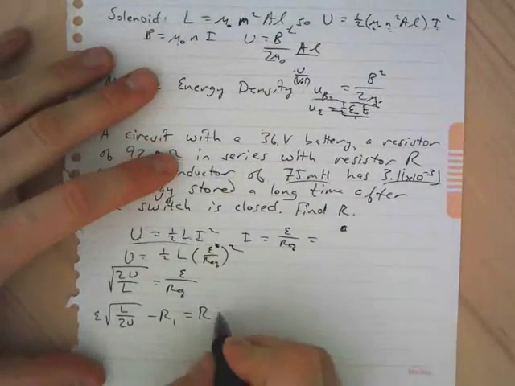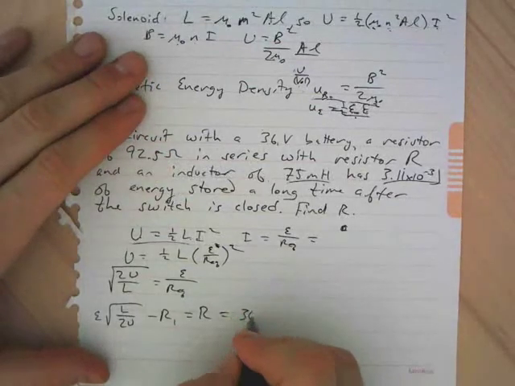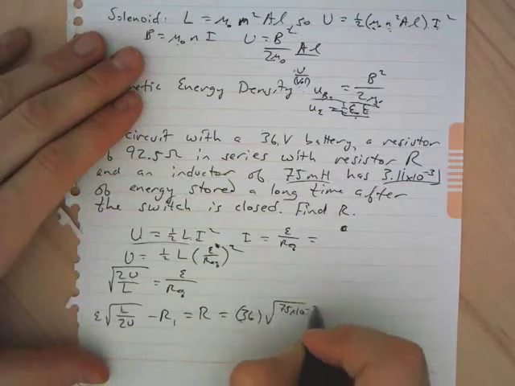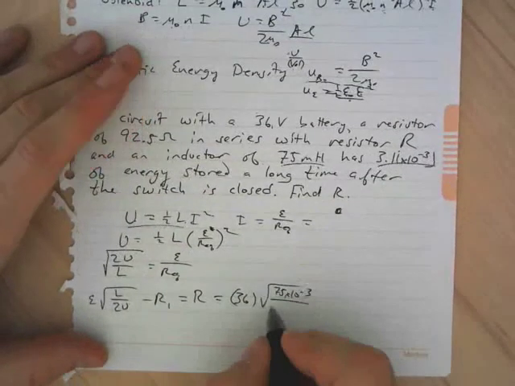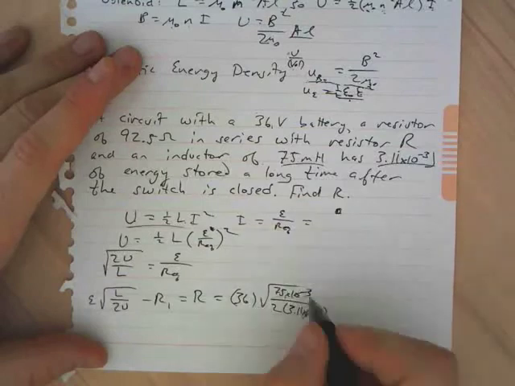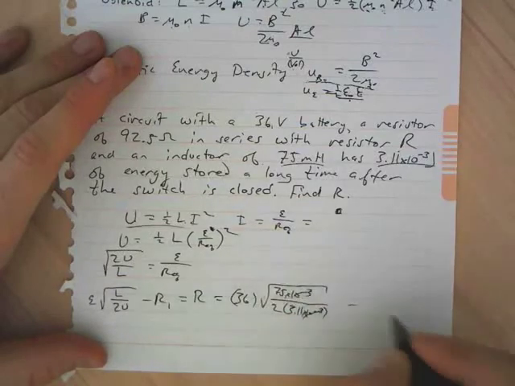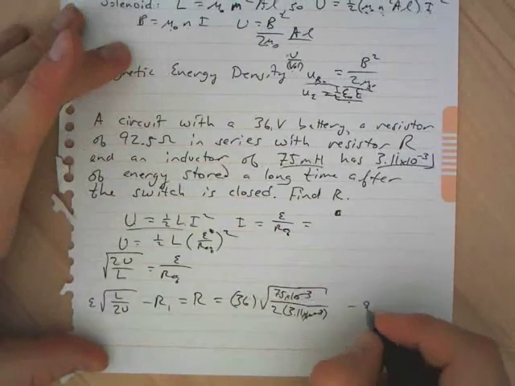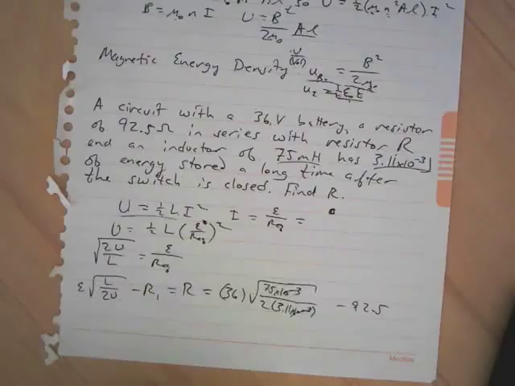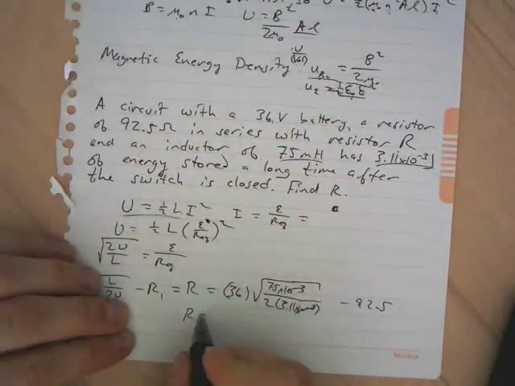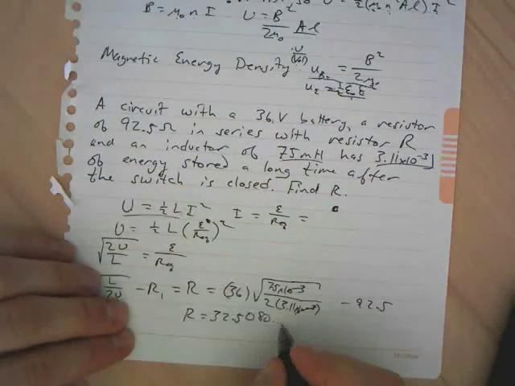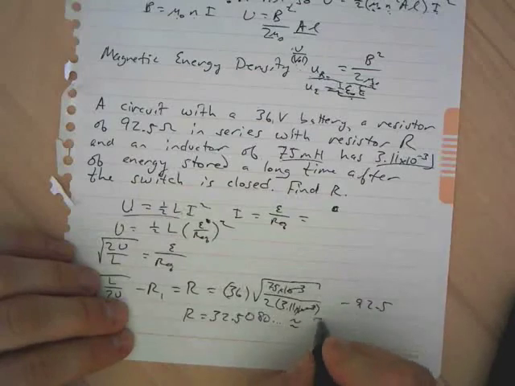And if we punch in numbers, that gives us, let's see, 36 times the square root of L, which is 75 times 10 to the minus third, over 2 times the energy stored, 3.11 times 10 to the minus third. The 10 to the minus thirds go away. And then we can subtract off that resistor that we know, 92.5 ohms. And if I punch that into my calculator, I get that the resistance equals 32.5080, etc., which is approximately 33 ohms.